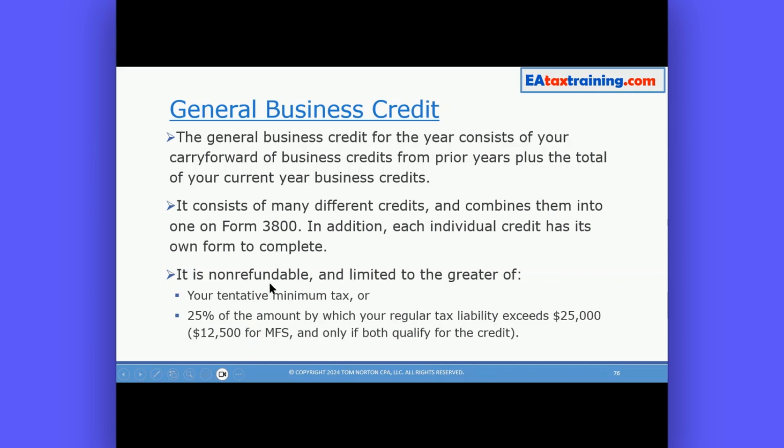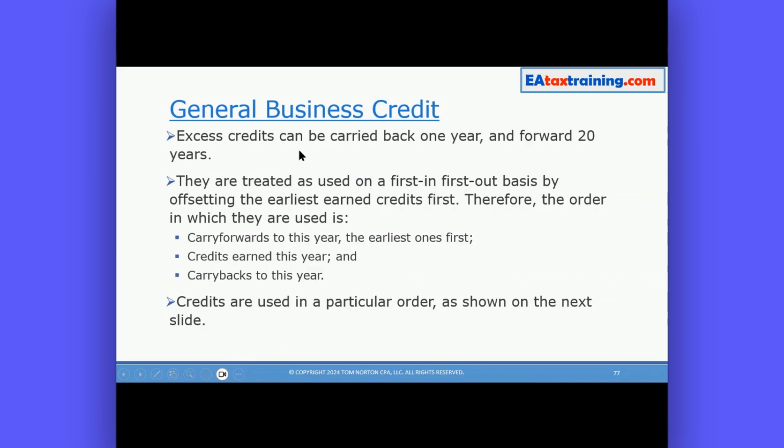So not only is it non-refundable, but it is also limited to the greater of your tentative minimum tax or 25% of the amount by which your regular tax liability exceeds $25,000. So it's limited to the larger of those two, your tentative minimum tax or 25% of the amount by which your tax liability exceeds $25,000, and that's only $12,500 if you are married filing separately, and then only if both spouses qualify for the credit. Excess credits can be carried back 1 year and forward 20 years.